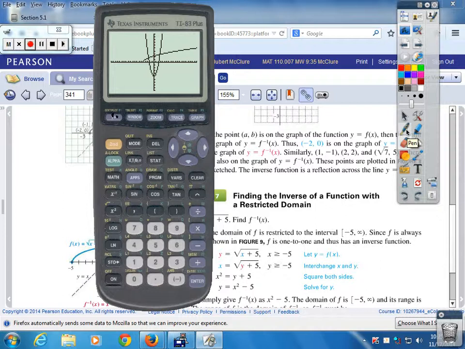Is the second one a 1-to-1? The first one's 1-to-1, but what about the second one? First one's 1 to 1 because it connects one time. But what about the second one? No, it's not 1 to 1. Okay. So let's check it algebraically. When you say next one, you're using both of the lines.